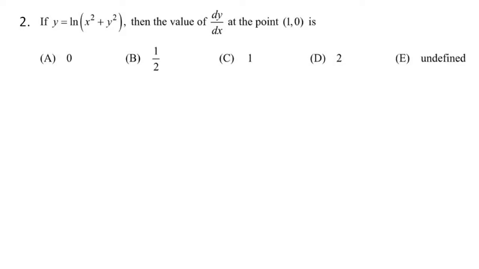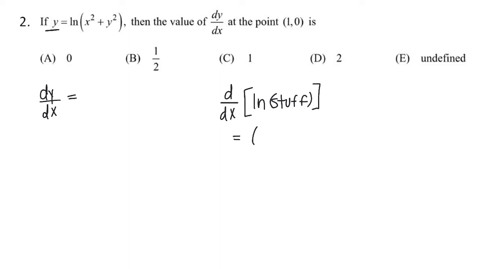Okay, for this next problem, we are finding the value of the derivative at the point 1, 0. So starting out, we're going to take the derivative of y, which is 1 dy dx, equals, and a little bit of review here, if we have the derivative of the natural log of stuff, then we would get stuff prime over stuff.